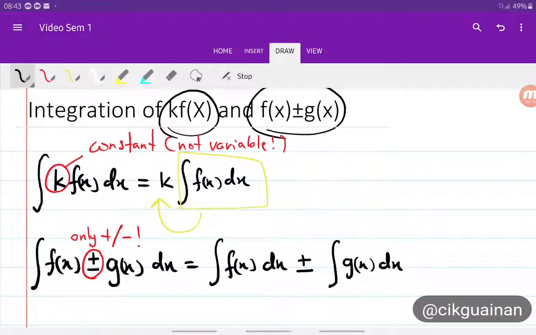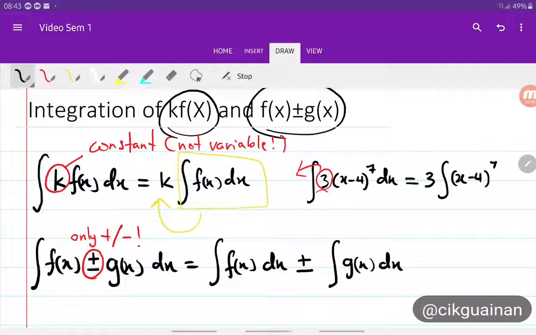Maybe I do examples. For the first one, example: the integral of 3x minus 4 to the power of 7 with respect to x. In this case, we can take out the 3 over here and put it outside of the integration symbol, so x minus 4 to the power of 7 with respect to x. We can proceed after this. It doesn't matter what the answer is; this is just an example.